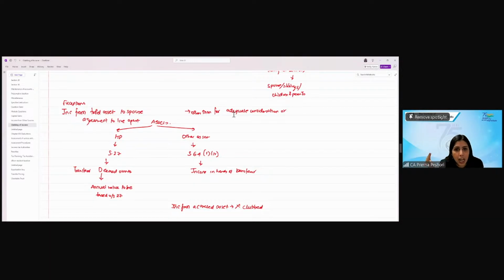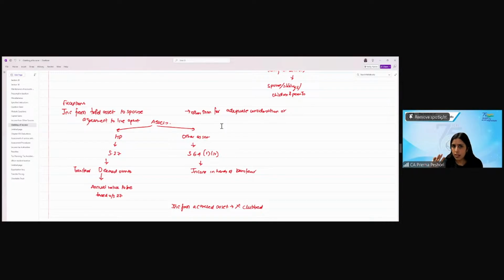And in case it is another asset, then the clubbing provision will get attracted. So if it is a transfer of any other asset without adequate consideration, then in that particular case, section 64(1)(4) will get attracted. Are we clear? Yes. House property, section 27. Other asset, this is going to be 64(1)(4).